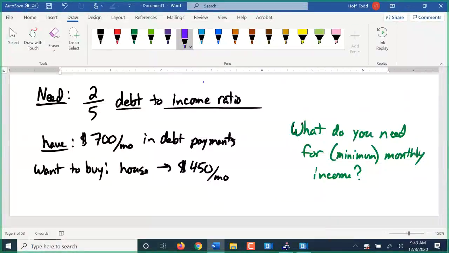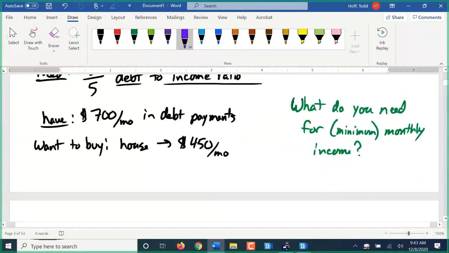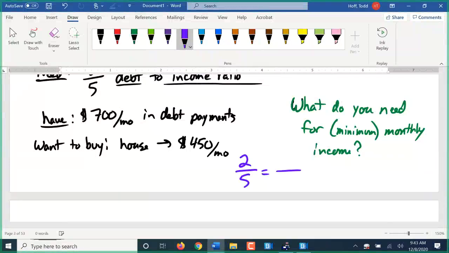Well, we need a 2-to-5 ratio, debt to income ratio. You already have $700 a month in debt. You want to add $450 more to that. If we add $700 plus $450, that's $1,150 a month in debt. The 2 represents the debt, so the $1,150 goes on top. We want to find what's the income we have to have. That's going to be our X.